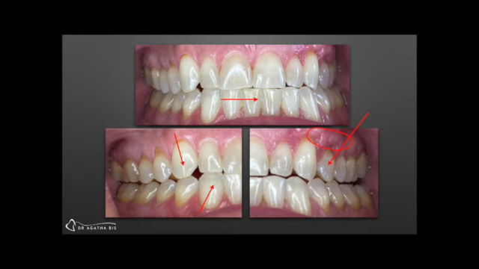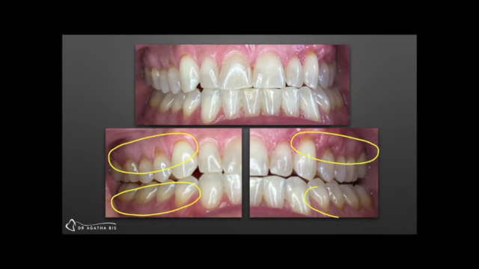And notice generalized recession and abfractions throughout the entire posterior. Now, the other thing to note is that the mandible is wider than the maxilla. So essentially, her maxilla is actually slightly too narrow.